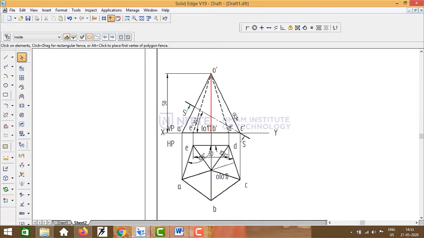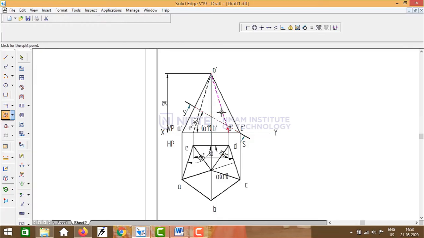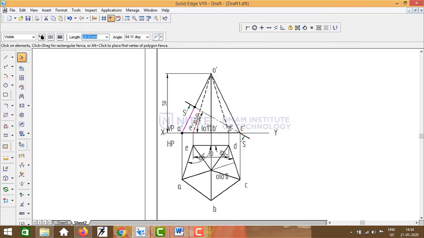So now the remaining section, the required section, is the upper portion. The lower portion you can convert into a thin line, just a construction line. For that, go to the split command, split all these lines at the section plane, and change the line property to construction. All these base edges also.